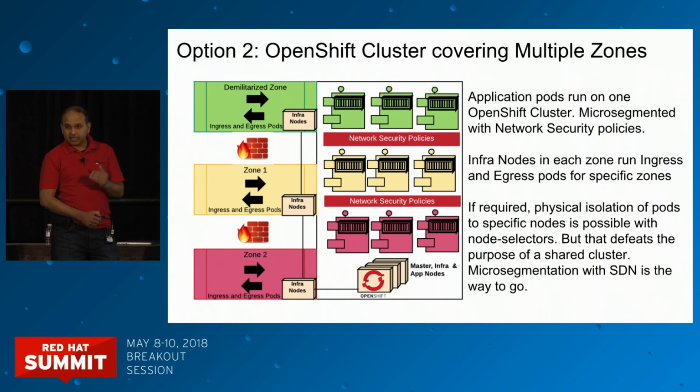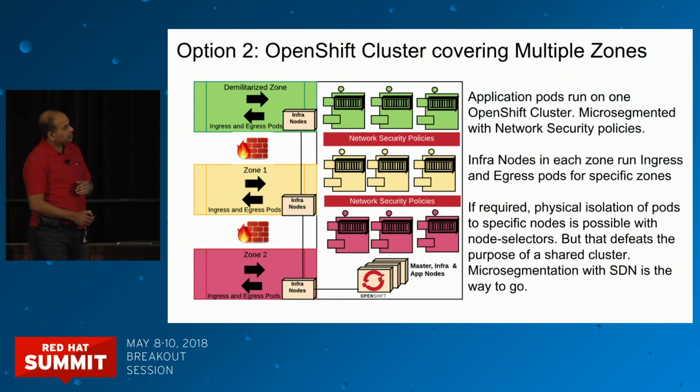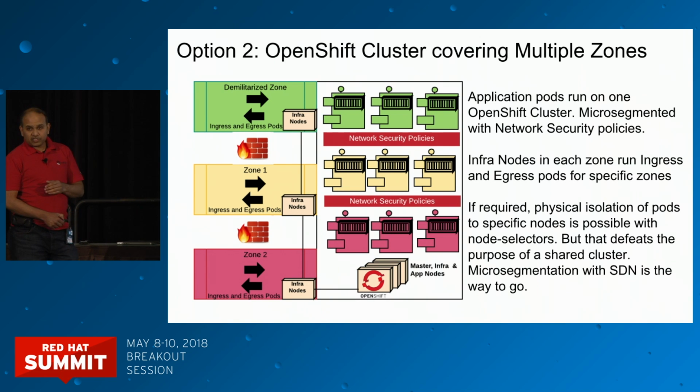What about ingress and egress? That's where you would set up infrastructure nodes, and these infrastructure nodes will run in the respective zones. On these infrastructure nodes, you run the ingress and egress. That's how you can set up a single OpenShift cluster that works across multiple network zones. This is the recommended solution, right?